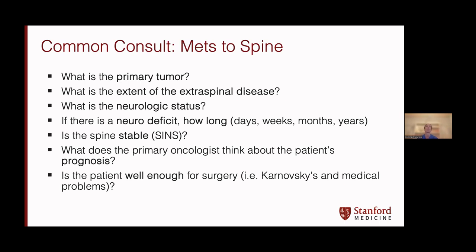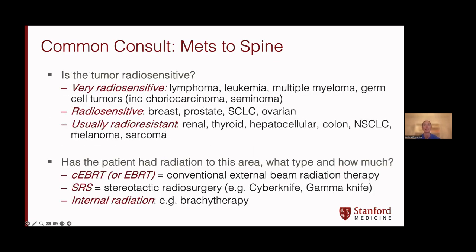We've talked about the importance of spine stability measured with the SIN score. We've talked about the importance of the patient's prognosis and then their overall well-being for surgery, which you can assess with various measures, including Karnofsky scores and an assessment of their overall medical problems. We've already talked about radiosensitivity of tumors, and we know that some are very radiosensitive, medium radiosensitive, and usually more radioresistant. And there's obviously important nuances to that depending on the type of radiation.